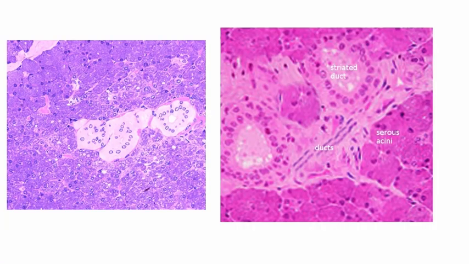So this is an actual slide. Can you appreciate the dense acini? These are all serous acini, and these parts which are lined by simple columnar epithelium or simple cuboidal epithelium, these are actually ducts.